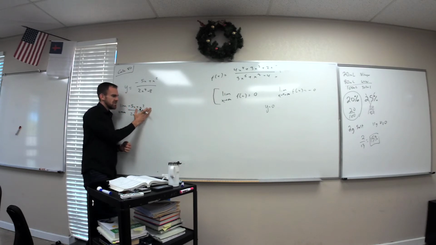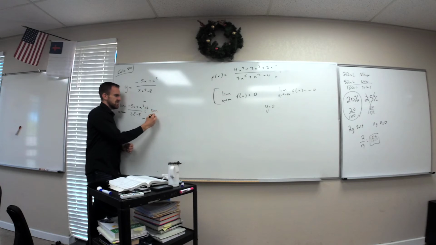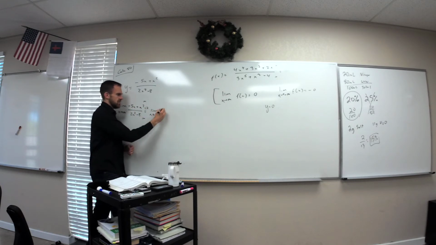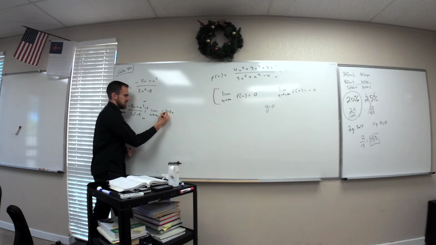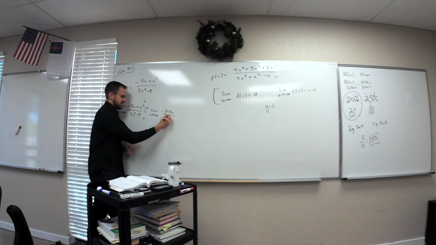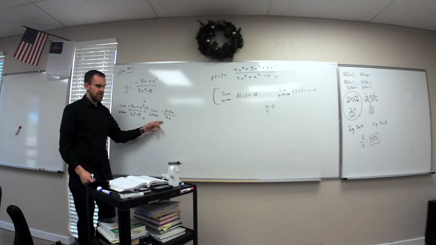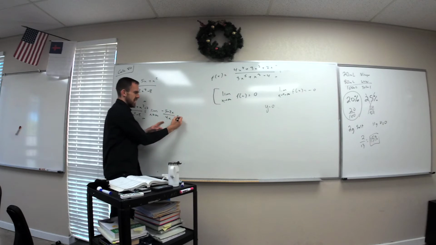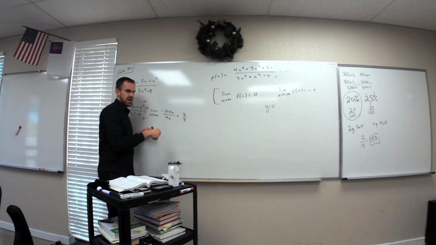If you want, you could do L'Hopital's, right? Because you have infinity over infinity. So you get the limit as x approaches infinity of, take the derivative of this, you get minus 5 plus 2x over 4x. Still have infinity over infinity. You could do L'Hopital's again, you get 2 over 4, which is 1/2.